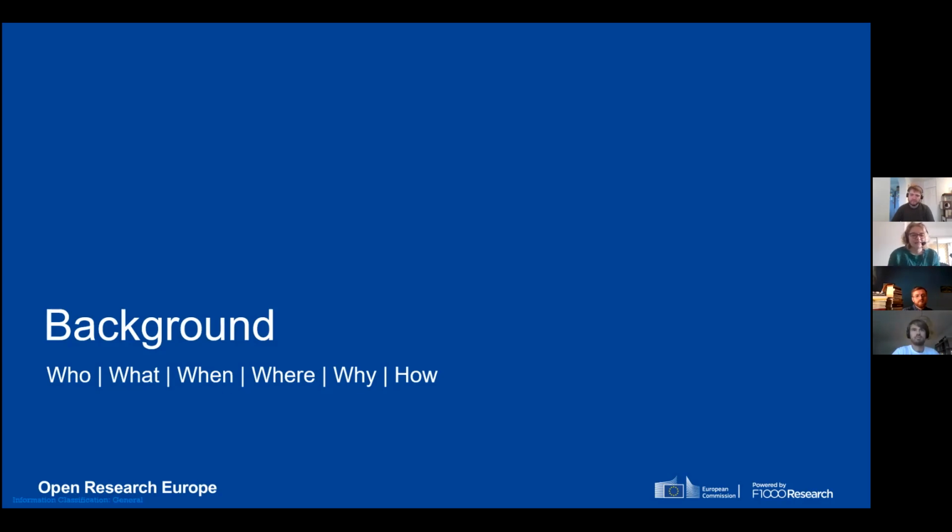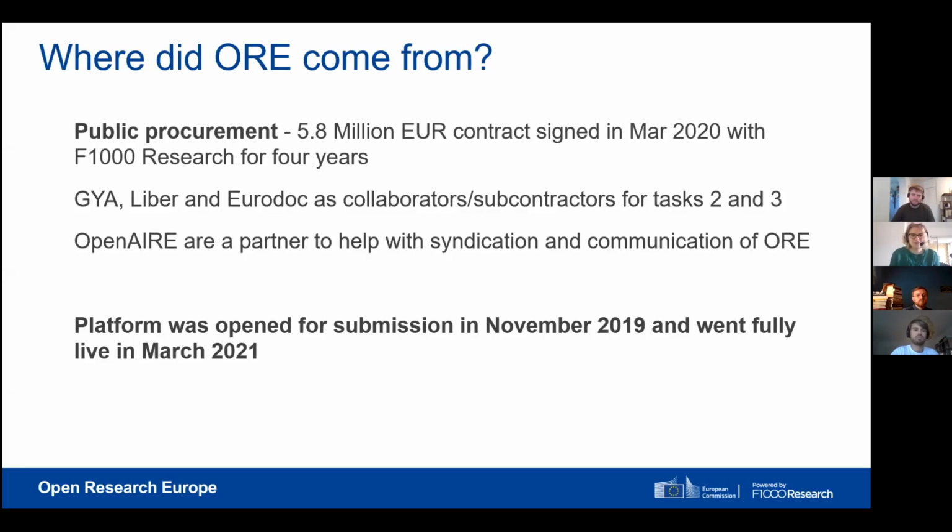So how did Open Research Europe sort of come to be? I mentioned that it was part of a public procurement process. A few years ago now, the European Commission put out this call for tender because it wanted to launch its own publishing platform for beneficiaries of its Horizon 2020 and then Horizon Europe grants going forward. So that was a 5.8 million euro contract that was signed in March 2020 with F1000, and that lasts for 4 years.